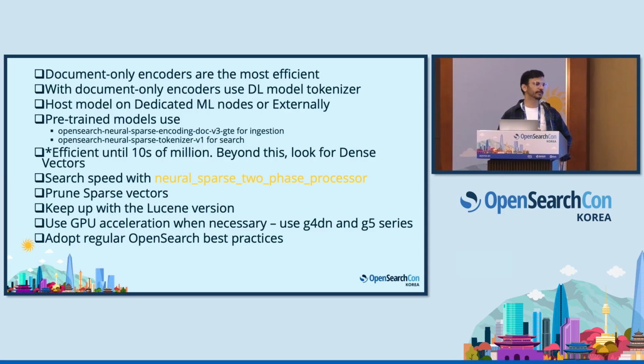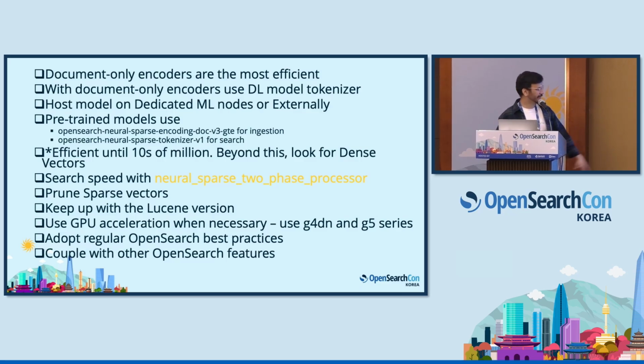Because sometimes it's not a problem with Neural Sparse Search. Sometimes it's not a problem with dense vectors. Sometimes it's not a problem with something else. Sometimes the problem is you have not followed the best practices. So always, regardless of what you do. And also couple these features with the rest of the OpenSearch features, such as, let's say, concurrent segment merge or segment replication and things like that.